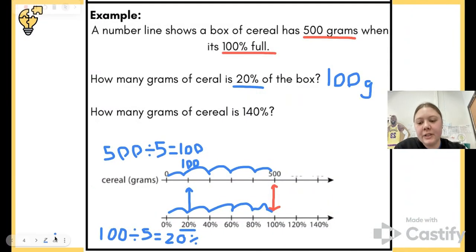All right, the next question, I'm going to switch colors. I'm going to use green now for the next question. How many grams of cereal is 140%? So if we look, 140 is a little bit beyond, right? But we do know that every 20% is 100. So there's another 20% right here from 100 to 120.